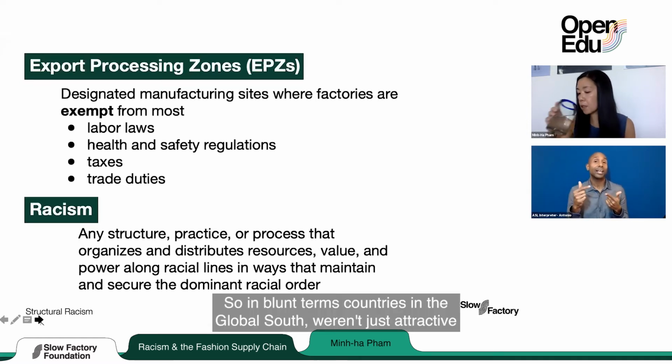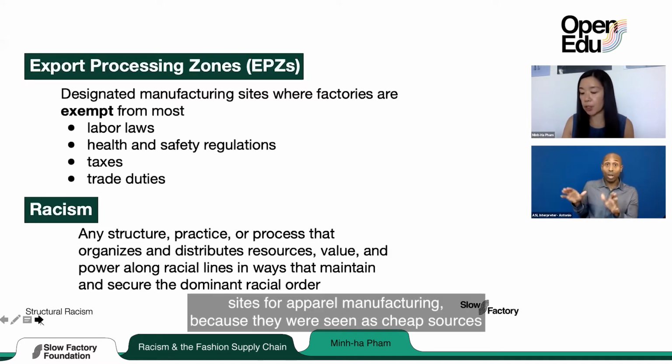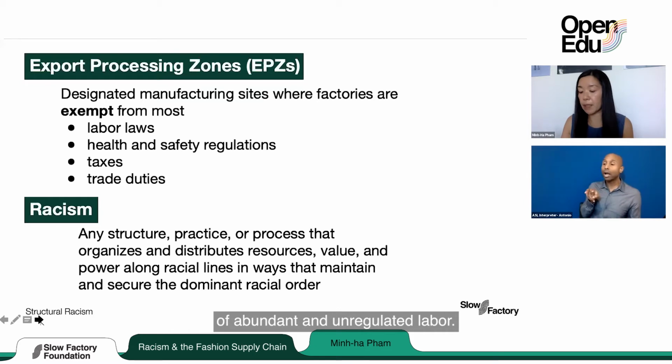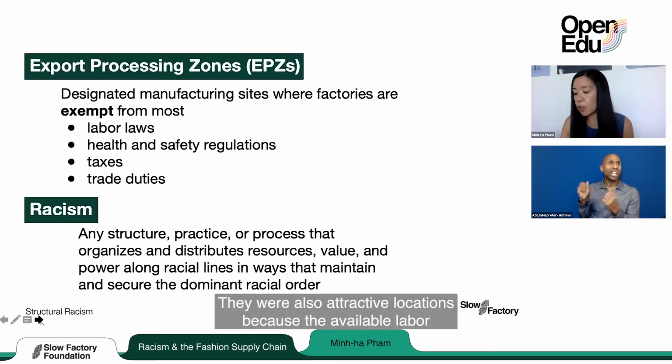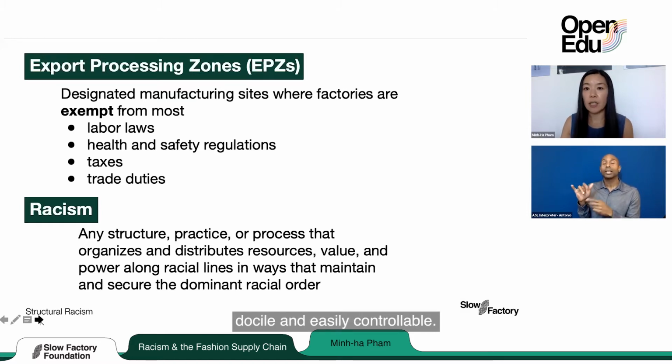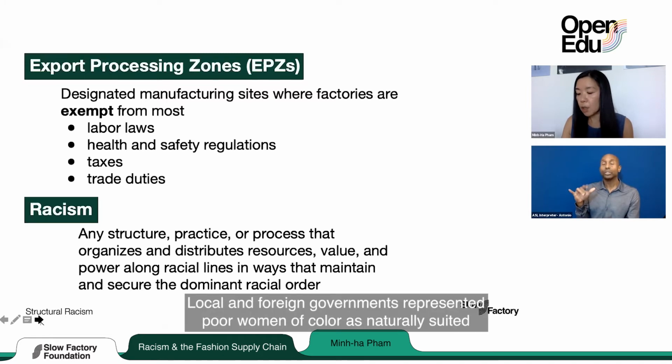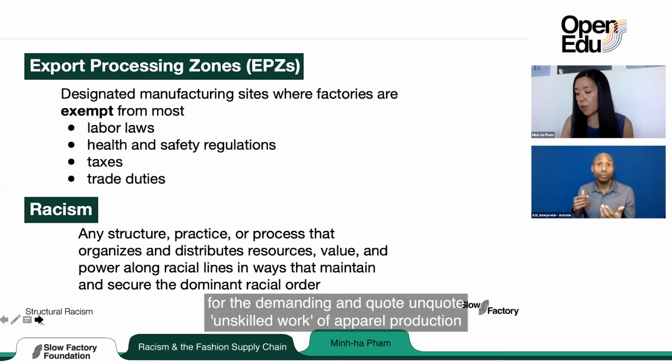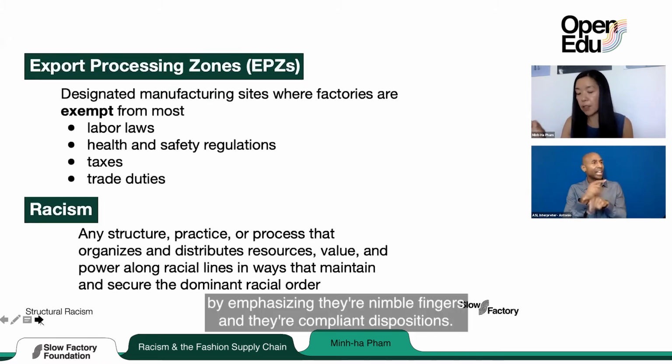So in blunt terms, countries in the global South weren't just attractive sites for apparel manufacturing because they were seen as cheap sources of abundant and unregulated labor. They were also attractive locations because the available labor force was represented in racially gendered and sexualized terms as docile and easily controllable. Local and foreign governments represented poor women of color as naturally suited for the demanding and, quote, unquote, unskilled work of apparel production by emphasizing their nimble fingers and their compliant dispositions.